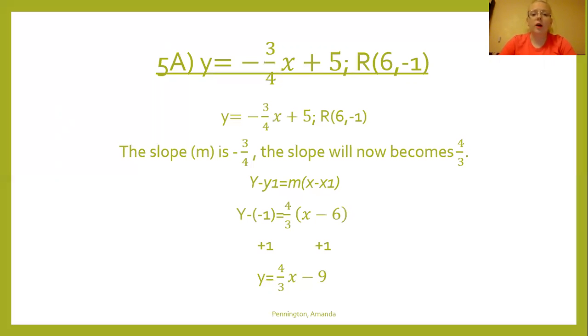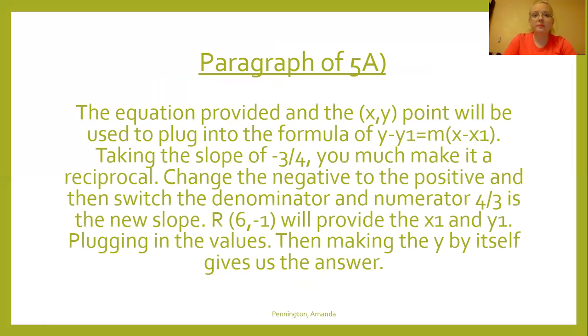Then we're going to take our equation y minus y1 equals m parentheses x minus x1. So this is where we're going to use that coordinate point, (6, -1). So we're going to plug those in and use the new slope 4/3. So y minus -1 equals 4/3 parentheses x minus 6. So we're going to do 4/3 times x and 4/3 times minus 6, and add on each side. And that gives us y equals 4/3 x minus 9. And that's our answer. Okay?